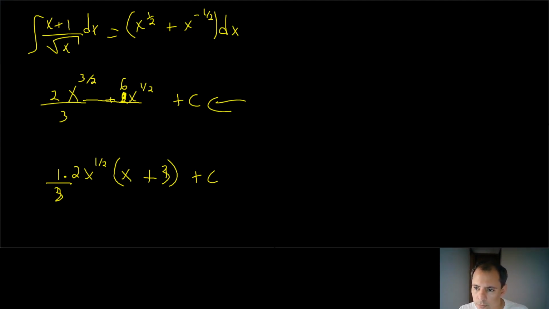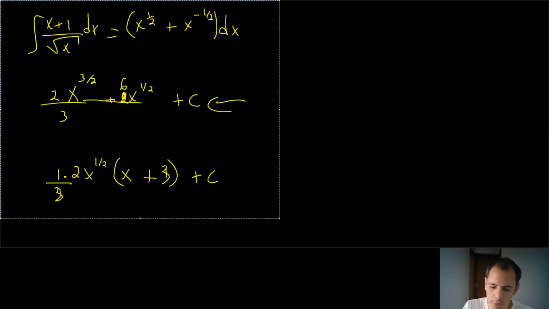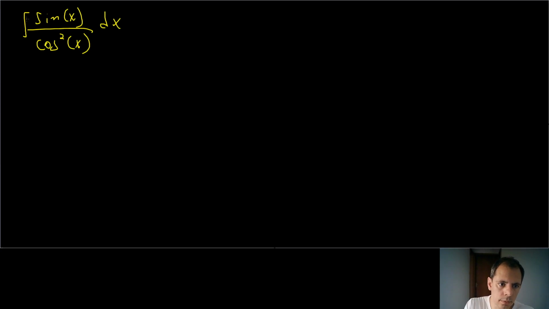So, let's see here. Now things are going to get a little bit more complicated. For example, the integral of sine of x divided by the cosine squared of x dx. What's the integral of all that? Okay, sometimes you've got to rewrite. So you can do a few things.